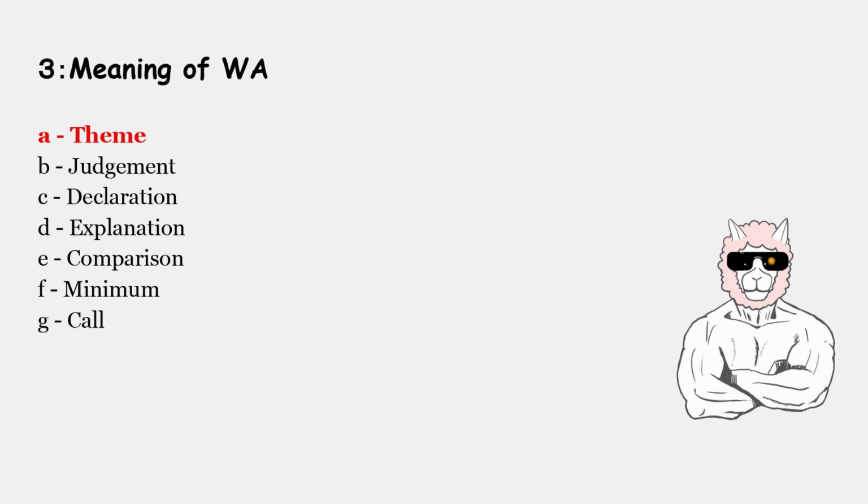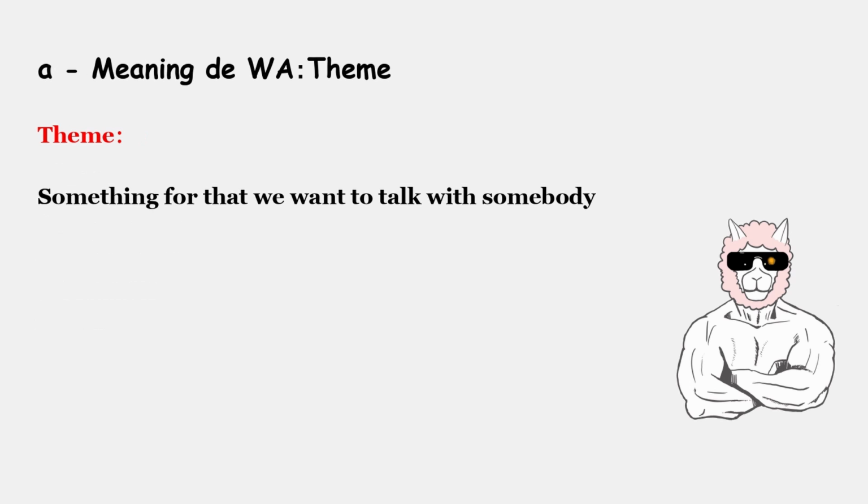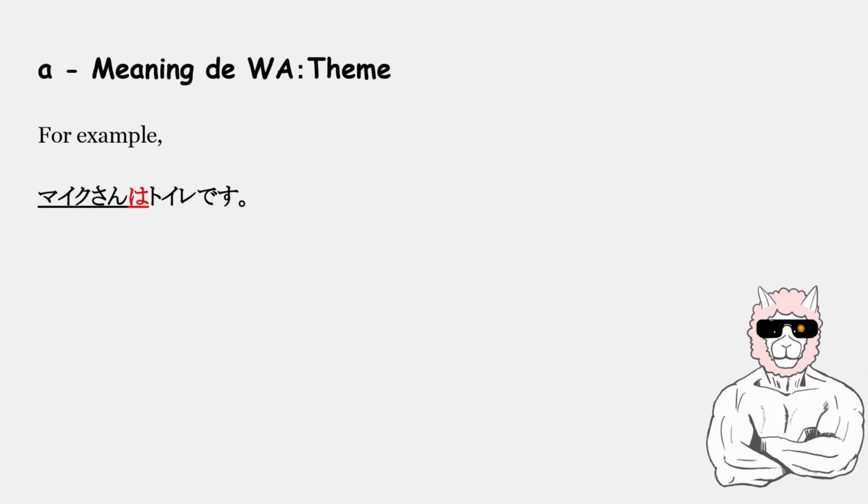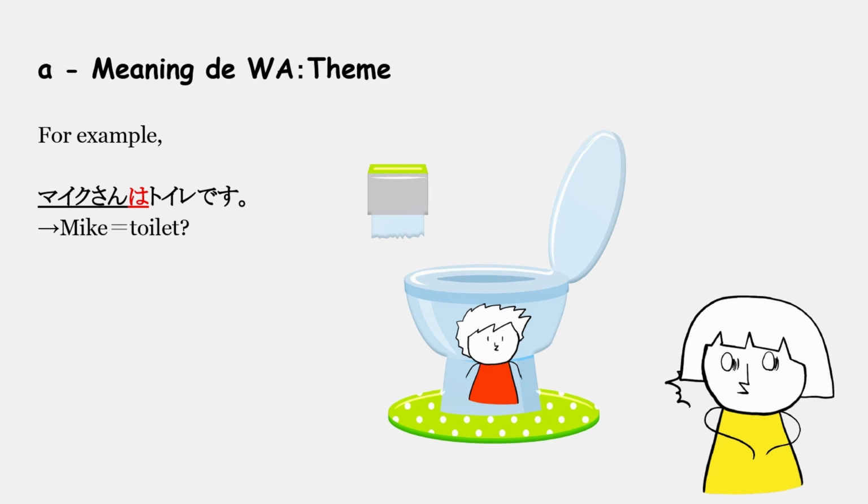So firstly, theme. When I say theme, it means something that we want to talk about with somebody. For example, do you understand this phrase? マイクさんはトイレです。Does it mean that Mike is a toilet? Is he an object? Of course no. Maybe. To understand this phrase, we need a context. So let's see the conversation.